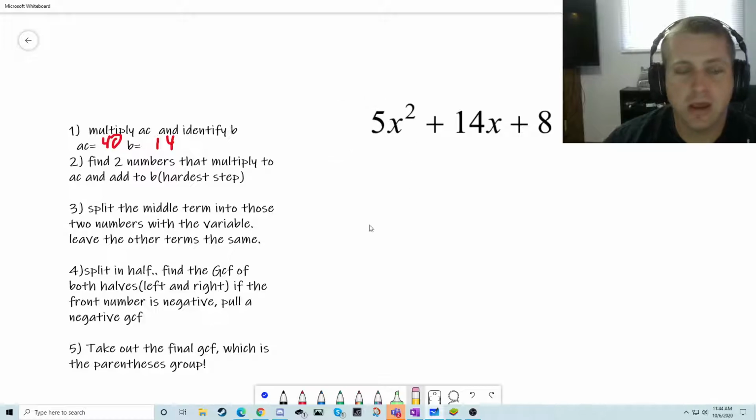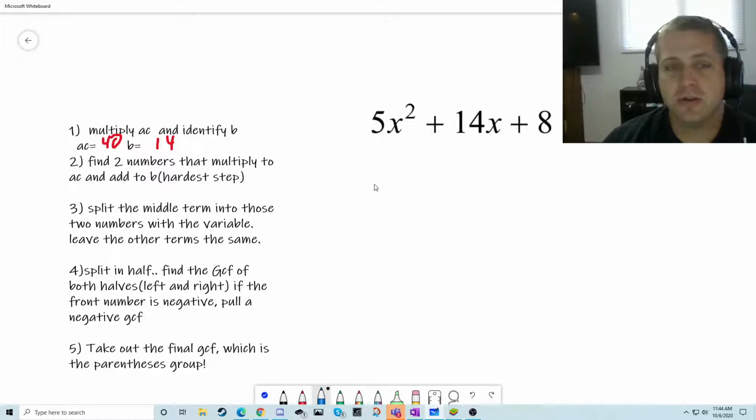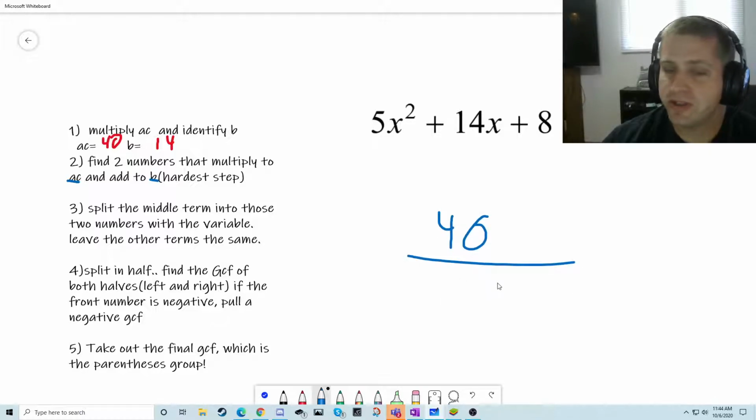Life's pretty good so far. Not that bad. All right, let's see if the second one's that bad. I call it the hardest step, but you know, I'm dramatic sometimes. We figure out 2 numbers that multiply to 40, that multiply to AC, and add to B, which is 14. That's where we have to do what multiplies to what adds to. I always do what multiplies to first.